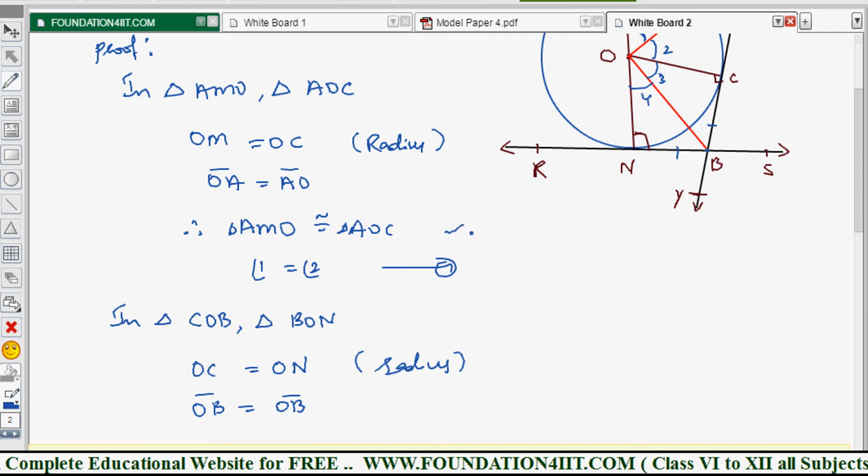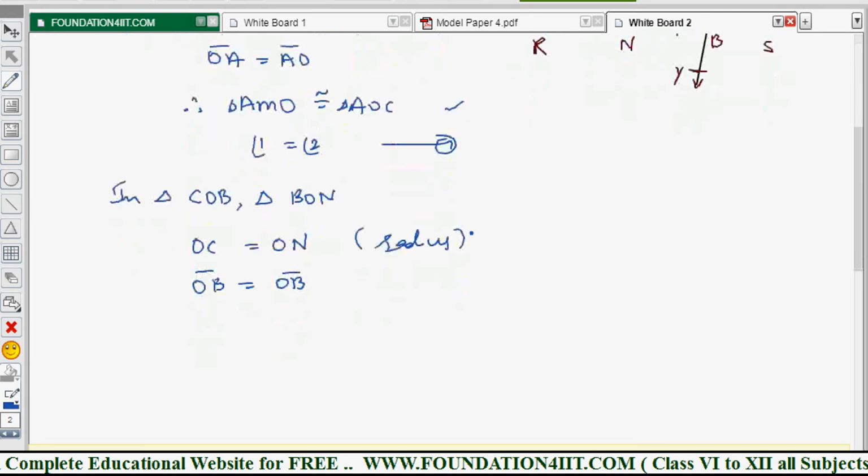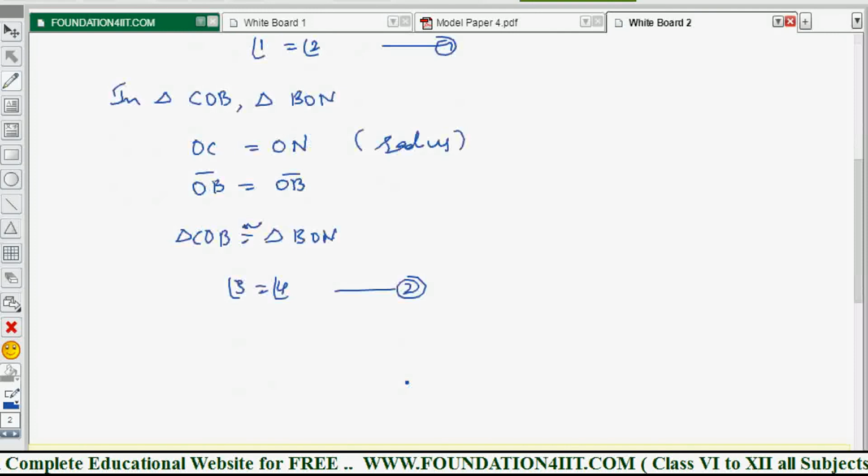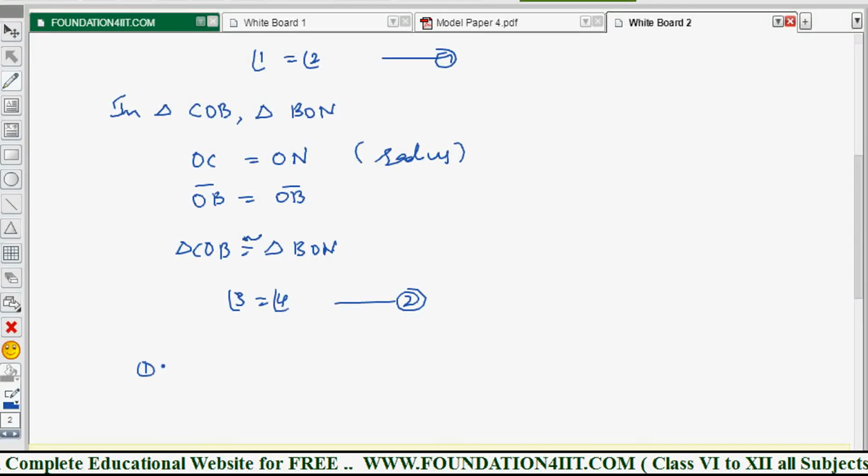The same we can apply for this also, but it is not required because using the RHS axiom it is already clear according to the property. Therefore triangle COB is congruent to triangle BON by the RHS axiom. Then angle 3 is equal to angle 4 by CPCT. Okay, this is 2. If you observe from 1 and 2, we know angle 1 plus 2 plus 3 plus 4 is equal to 180 degrees because of the straight line.